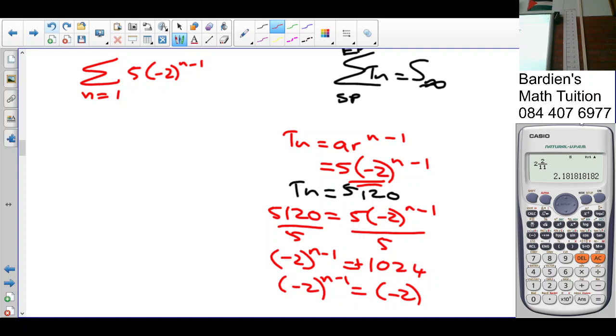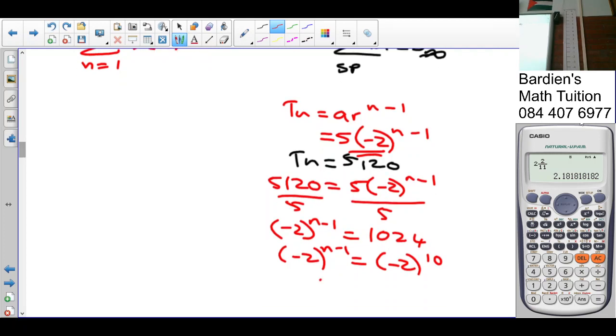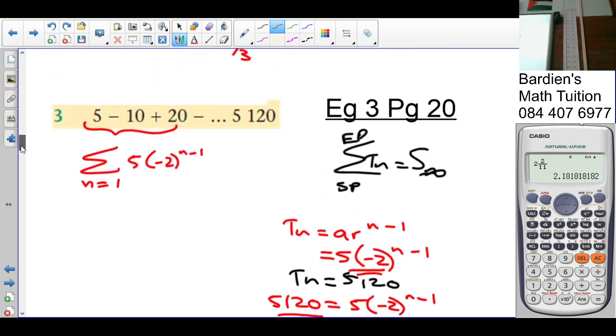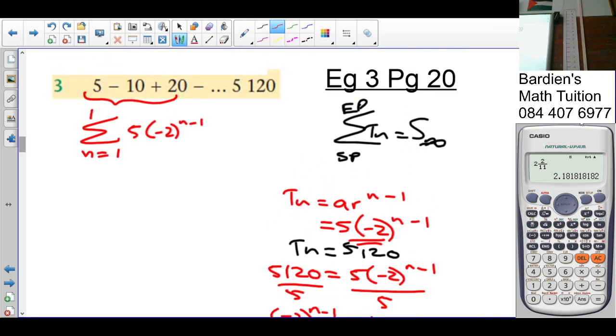So 2 to what exponent is 1024? 10 to the exponent 10. So what can I conclude now? Therefore, n minus 1 is equal to 10. So n is equal to 11. Yeah, 11 now. So what still needs to be sorted out?